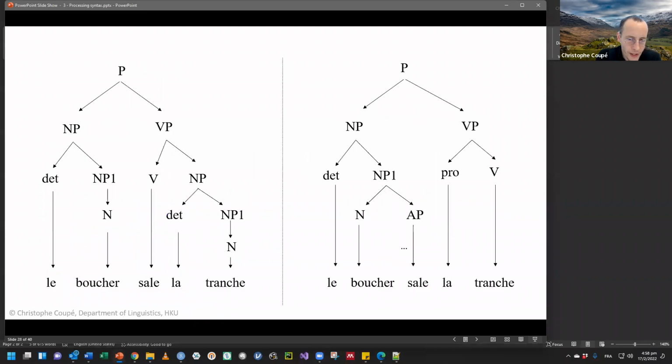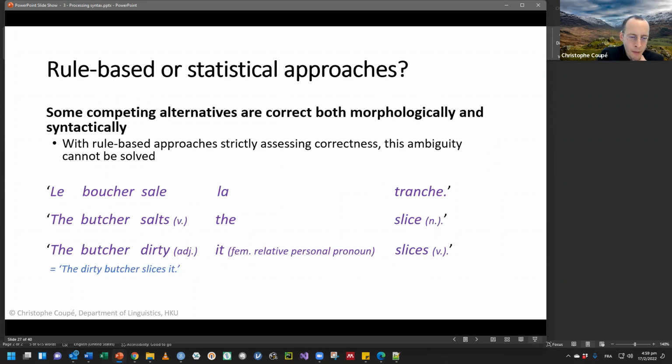Linguists would have two different possible trees for the same sentence. Do you see my point? If you just use rules which describe the grammar of the language, the two interpretations cannot be distinguished. You don't know which one you should choose. Are you with me? Does that make sense? It's just an ambiguity, because grammatically, both interpretations are just fine.